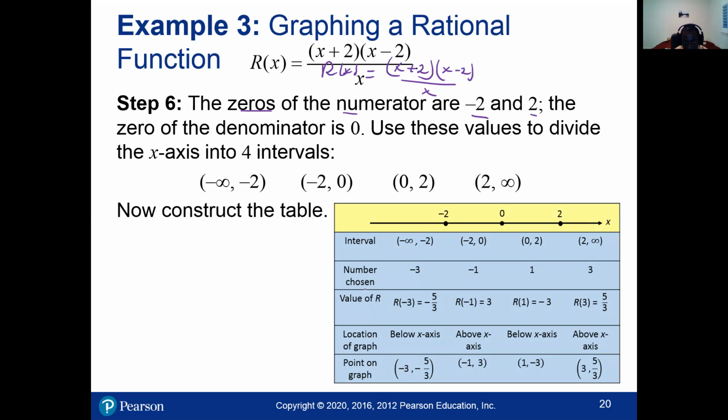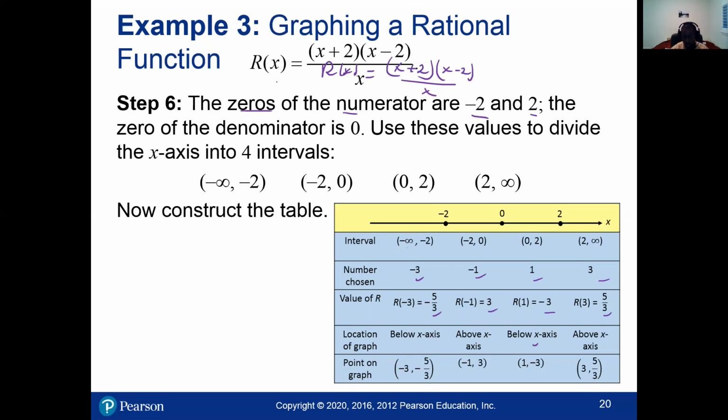So we have these intervals, and for the interval negative infinity to negative 2, we use negative 3, and negative 1, 1 and 3 respectively for the others. Then we evaluate the function r of x at each of them, and we got negative 5 over 3, positive 3, negative 3, and then 5 over 3 respectively. And what's the location? If it's negative, it's below the x-axis. If it's positive, it's above. And we have these points to plot.